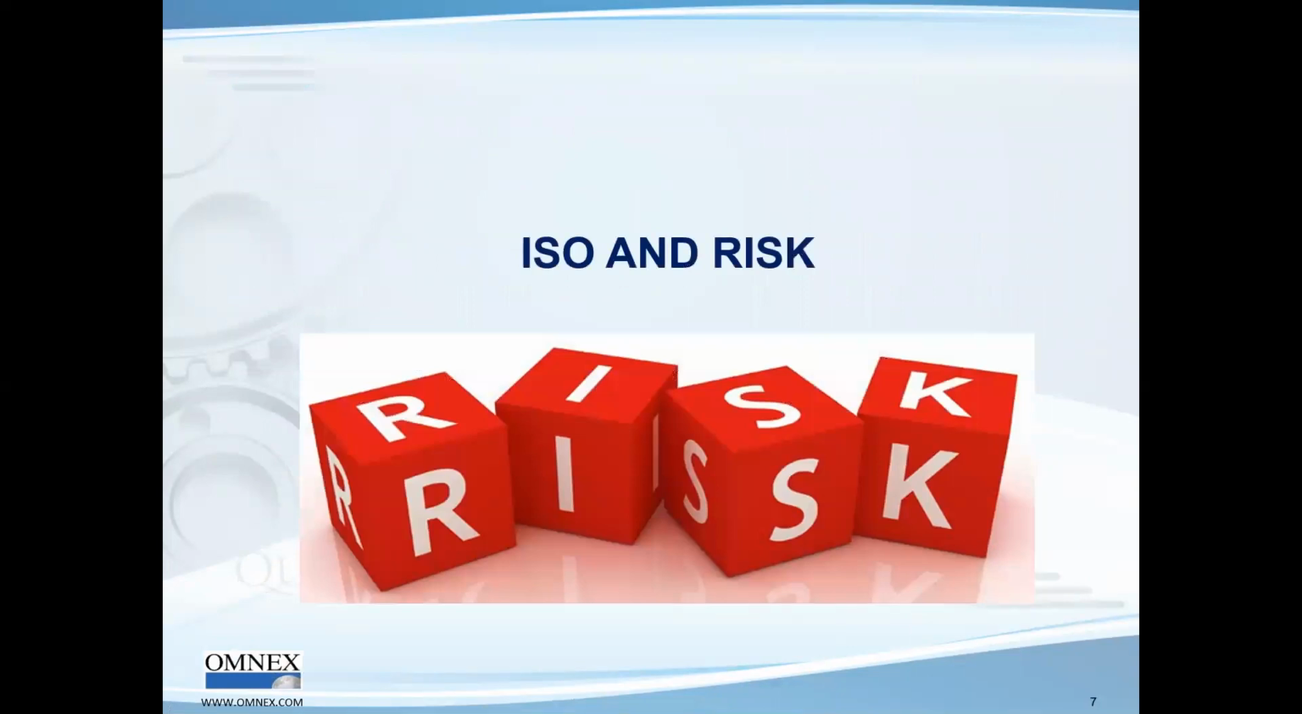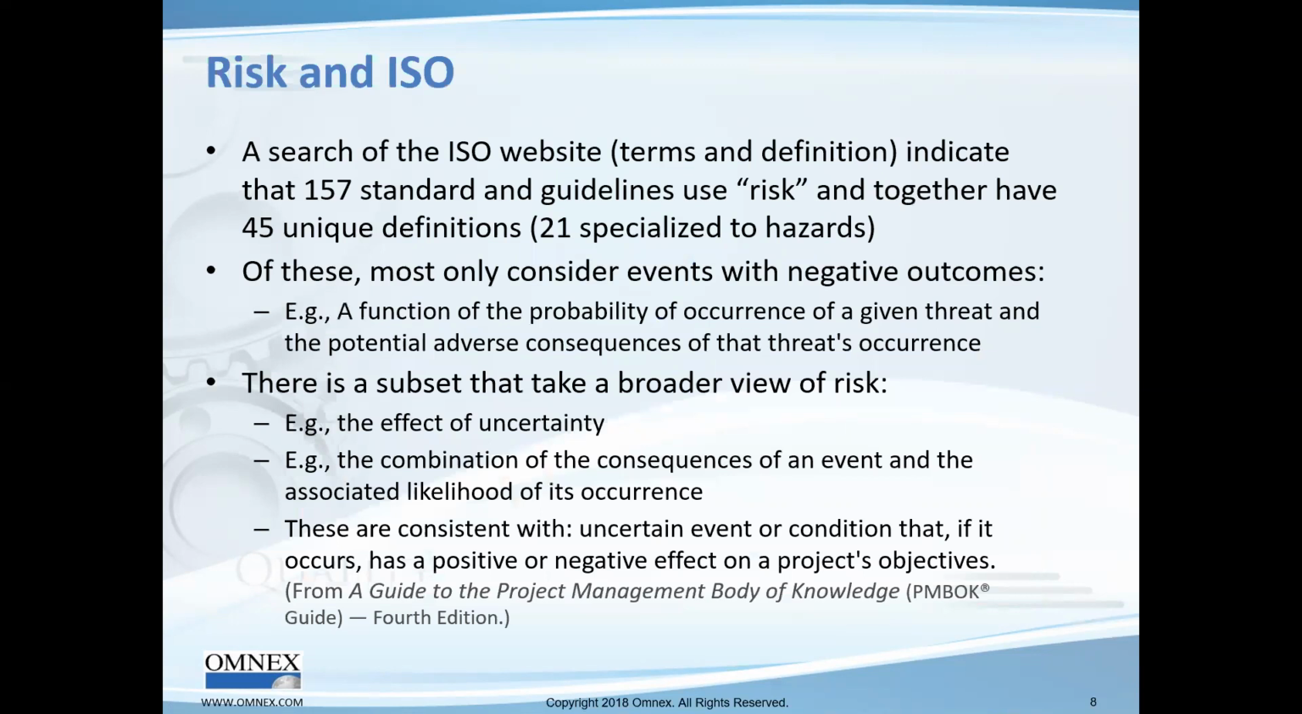But one of the reasons why we are talking about risks is that even though it's been around a long time, risk has started peeking its head out through the different standards. The ISO standards are now very risk-oriented. In fact, if you search the ISO website, the terms and definitions, there are over 157 standards and guidelines that use risk. Unfortunately, they do not all use the same definitions. There are 45 unique definitions, and 21 of them are oriented only to hazards. And of these, most consider events that have negative outcomes.